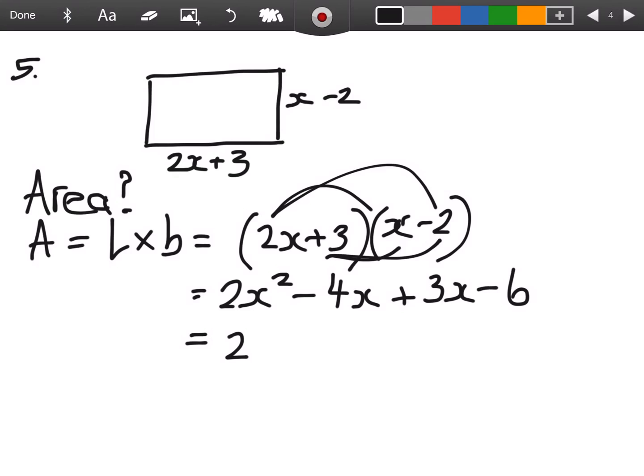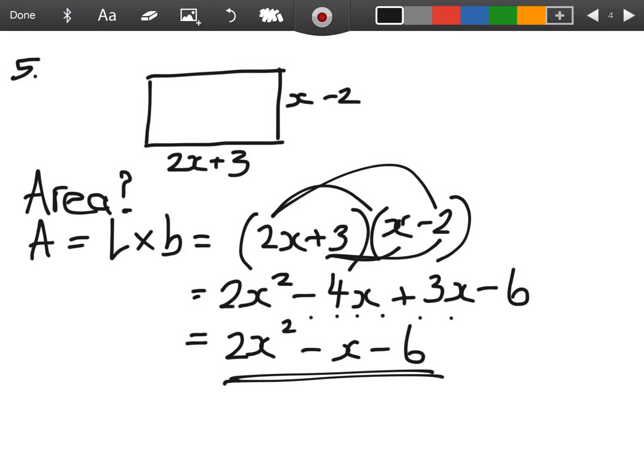Collect any like terms together. 2x squared, all of them together, take away 1x minus 6. So that question there, you'd be asked to give an expression for the area of the rectangle. And the area, obviously, we've multiplied out the brackets, the length times the breadth.